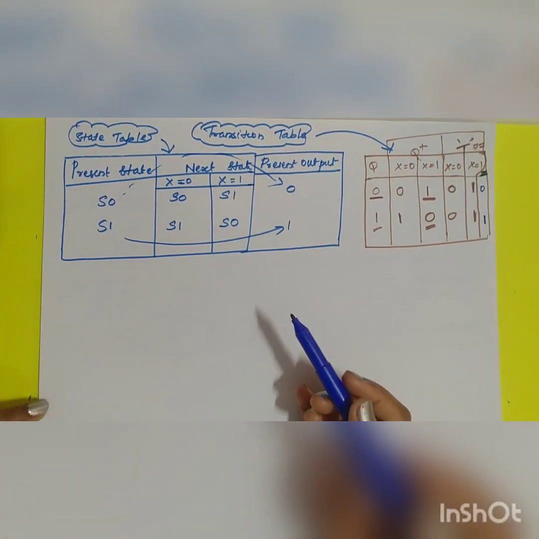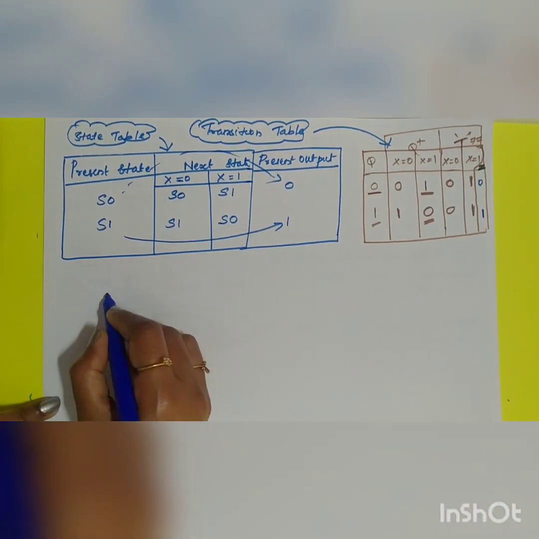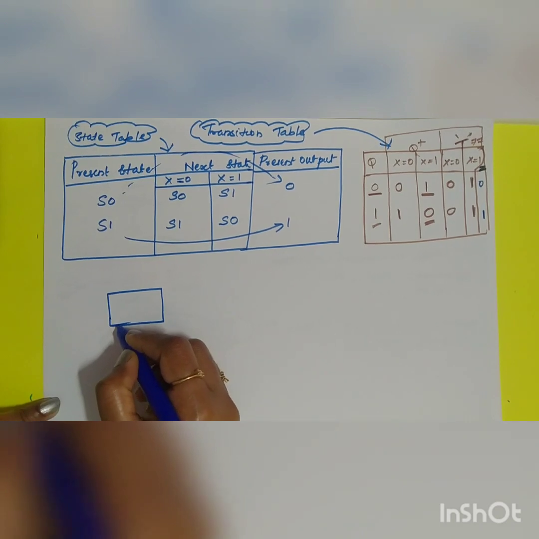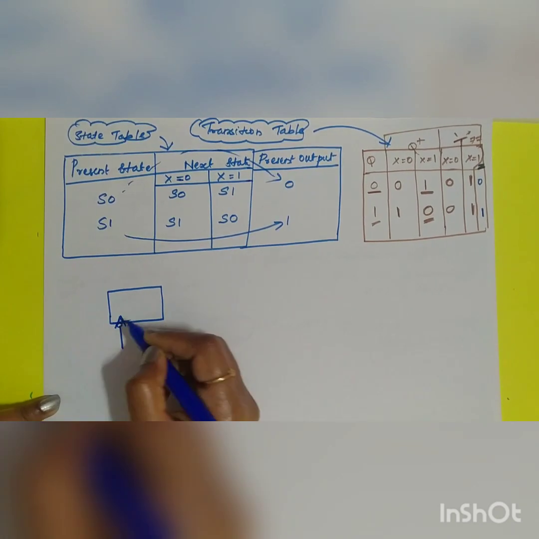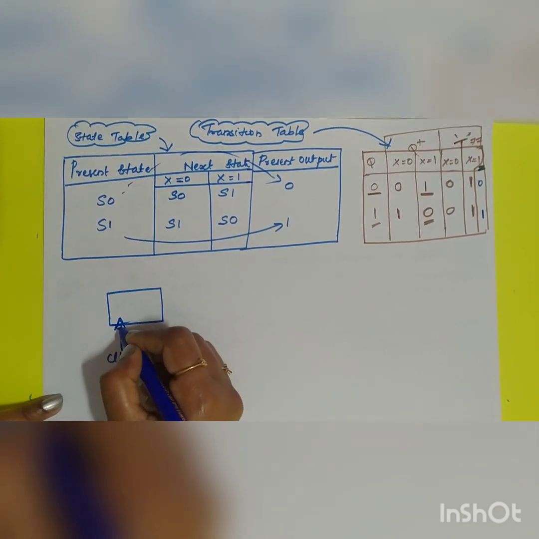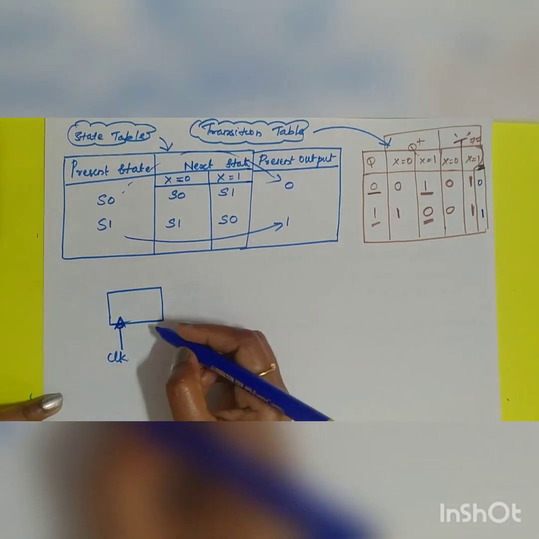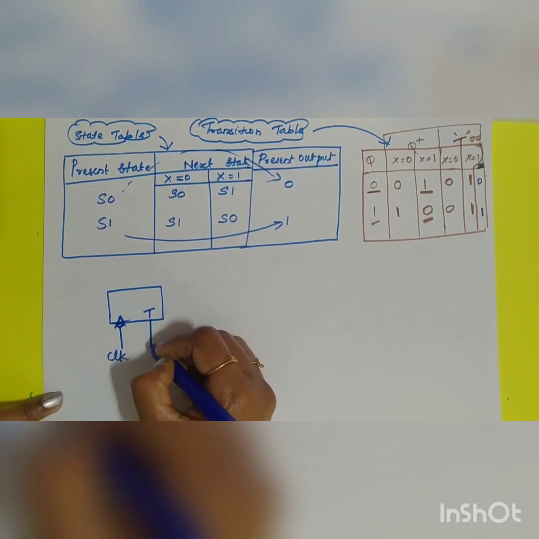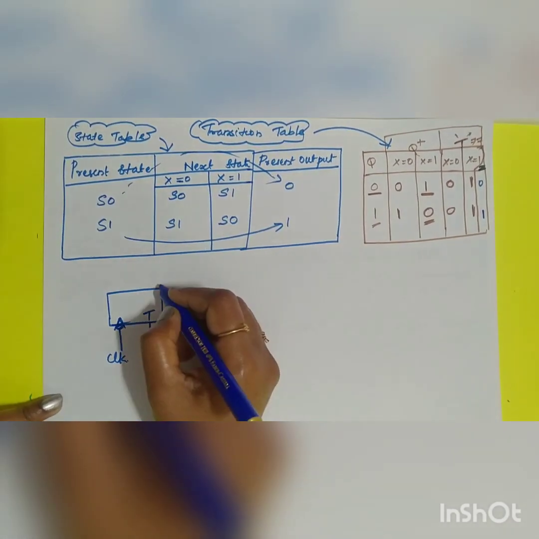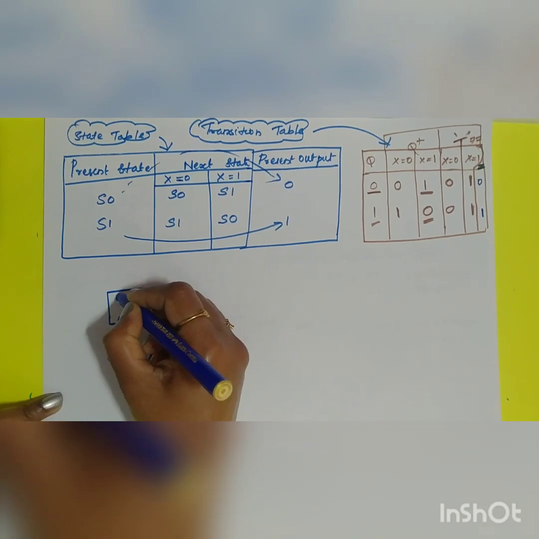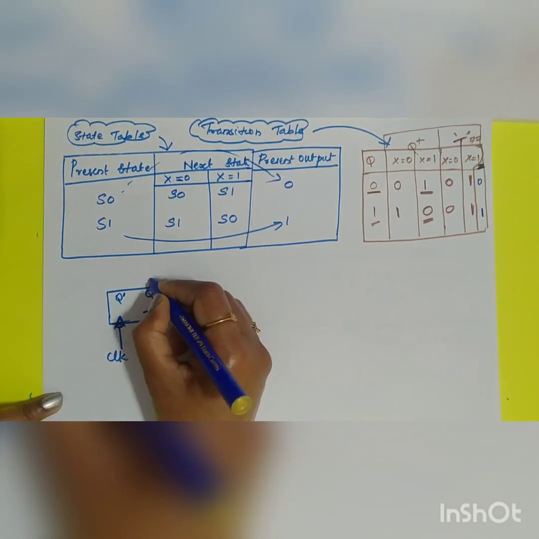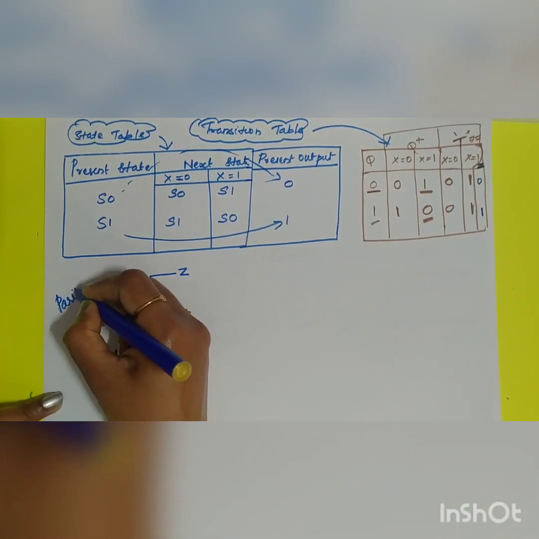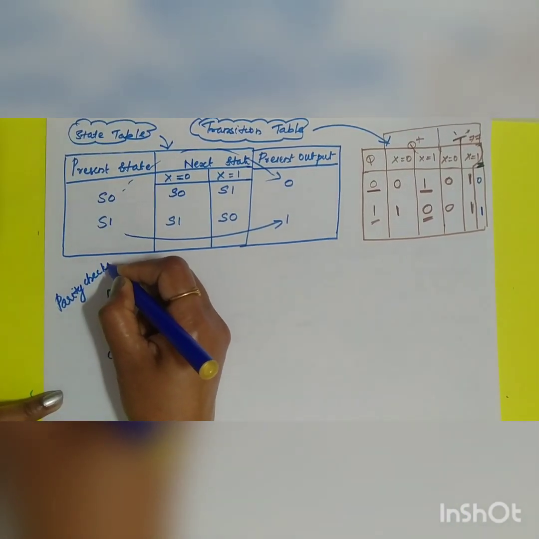So depending on this, can we draw the T flip-flop? What will be your T flip-flop circuit diagram? You will be having your clock. This is the clock activated for your negative trigger, negative edge triggered clock. Input is T, x will go to your T, and there will be two outputs. One is your Q and the other one is your Q dash. Q will be your output Z. So this is your parity checker using T flip-flop.